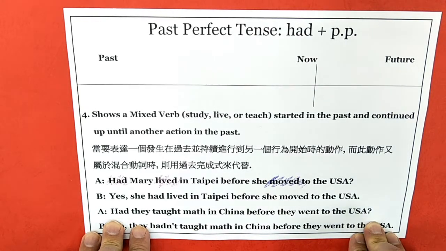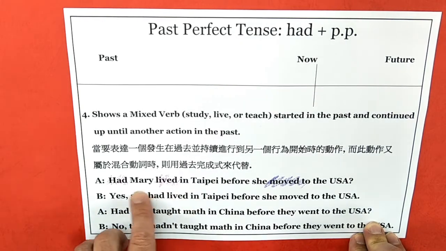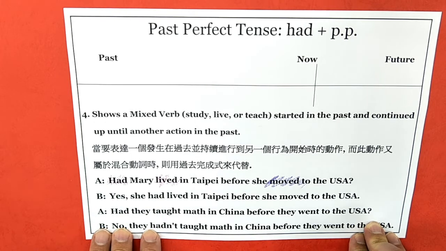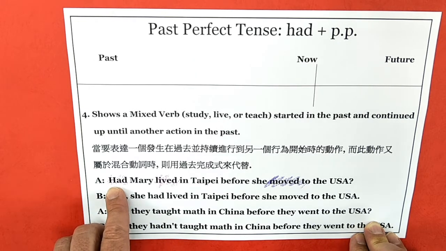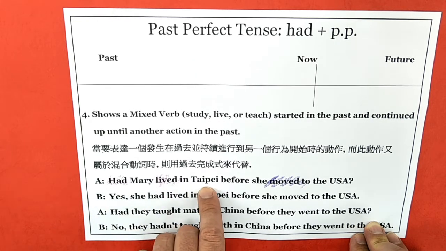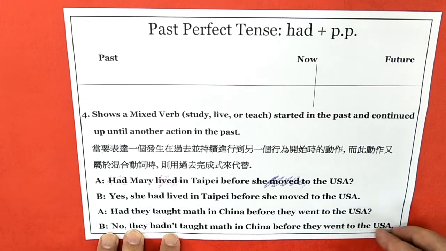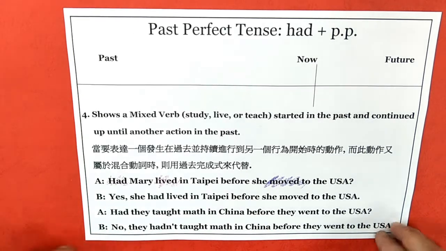Now, you're thinking, well, how else could we say this? Well, you could say, did Mary live in Taipei before she moved to the USA? You could use this simple past. Or you could use the past perfect. Had Mary lived in Taipei before she moved to the USA? That confuses American students because they think, well, which is the best answer? Well, I personally like past perfect tense, but you could also use the simple past.